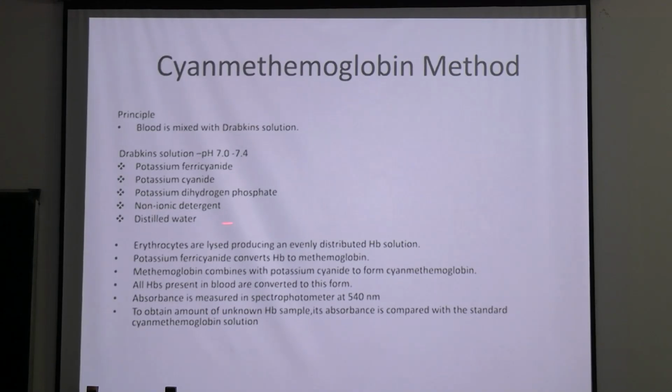What is Drabkin solution? You have to memorize this. What is in the Drabkin solution and what is its pH? Its pH is 7 to 7.4. It has potassium ferricyanide, potassium cyanide, potassium dihydrogen phosphate, non-ionic detergent and distilled water. These are the compositions of Drabkin solution.